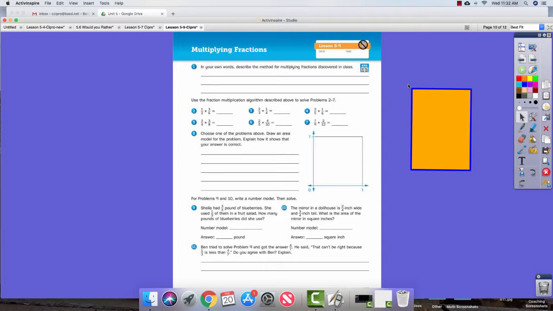Alright, boys and girls, so today I'm just going to do a quick video. I'll do a quick why it works, just showing you the algorithm of multiplying fractions, okay? So if I look at my first example here, 1/2 times 3/6.